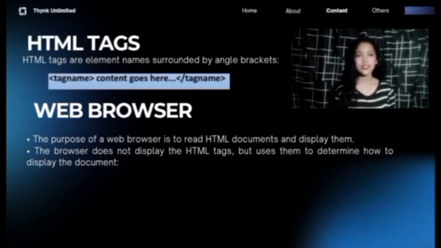So, how does HTML actually work? It uses these things called tags, which are like little instruction labels wrapped in angle brackets. You put these tags around the content you want to structure, like P for a paragraph or H1 for a heading. Now, your web browser, like Chrome or Firefox, reads these HTML documents and displays them to you. But here's the cool part. The browser doesn't show you the tags themselves. It just uses them to understand how to present the content.